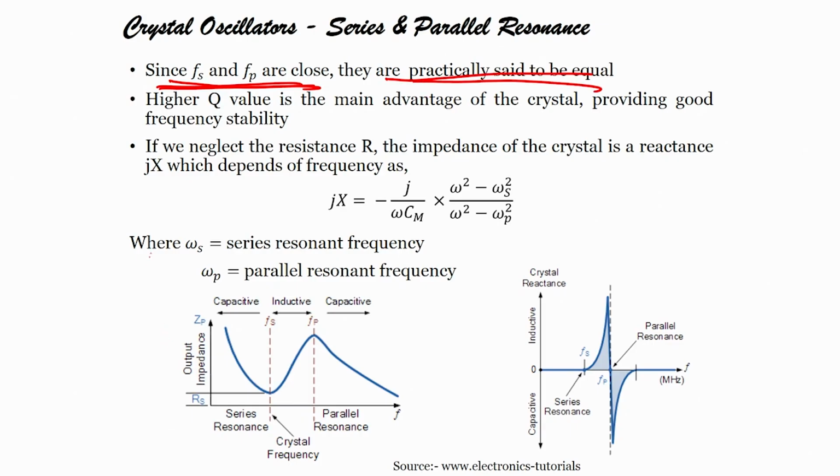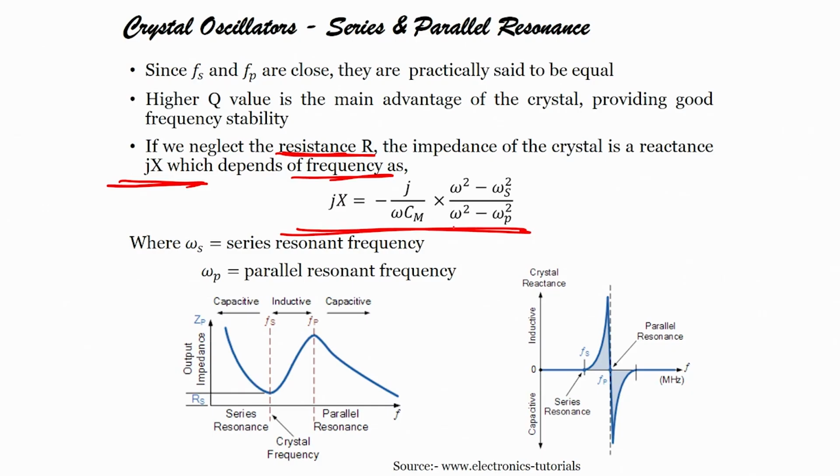Higher Q value is the main advantage of the crystal, providing good frequency stability, right. It has higher Q, that means the frequency is extremely stable. So, if we neglect resistance R, the impedance of the crystal is reactance jX, which depends on frequency with the formula shown here, right. If we are neglecting resistance R, what will be the impedance?